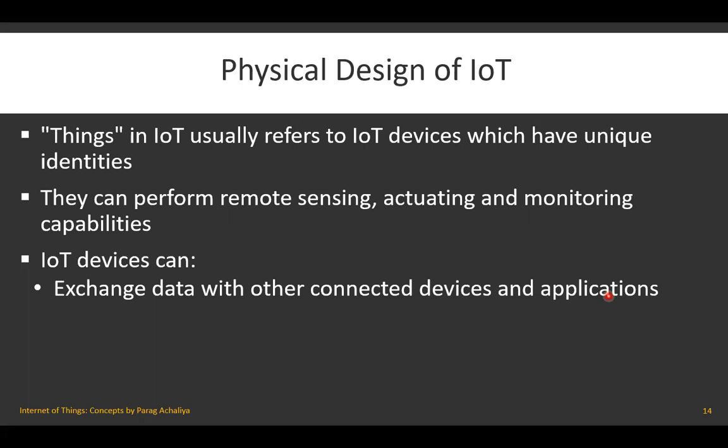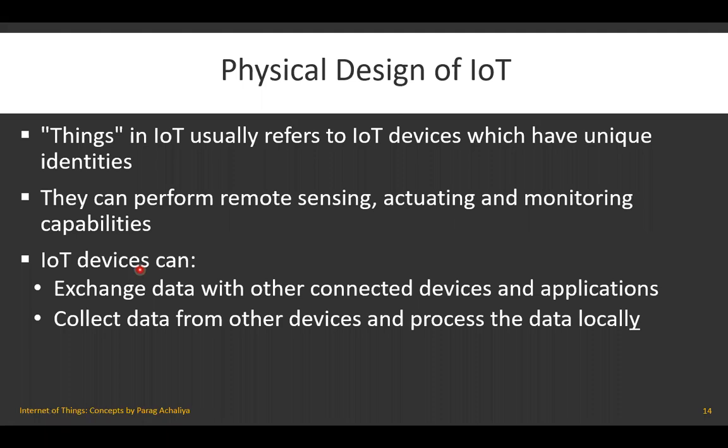But remember, an IoT device will send the data to other devices or other applications. Data can be generated at one application and that particular data can be sent to another application. That is also possible because of your what? IoT devices.